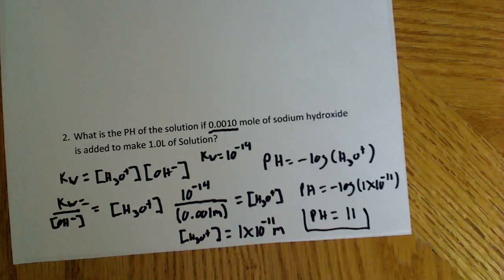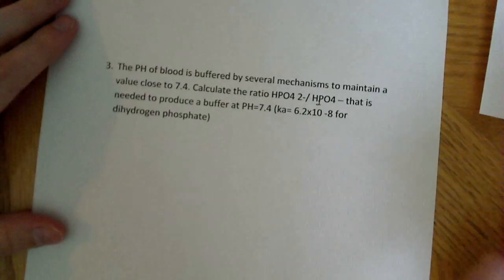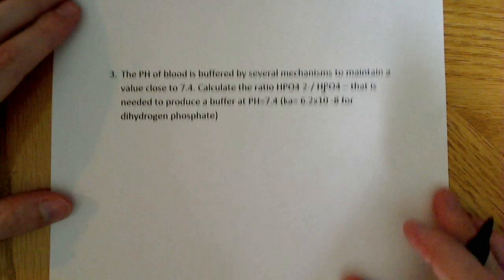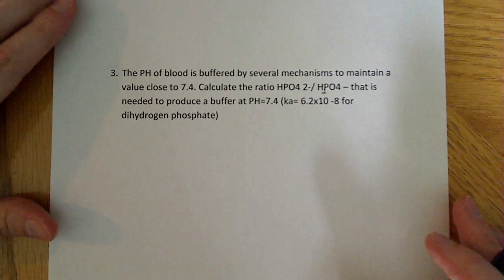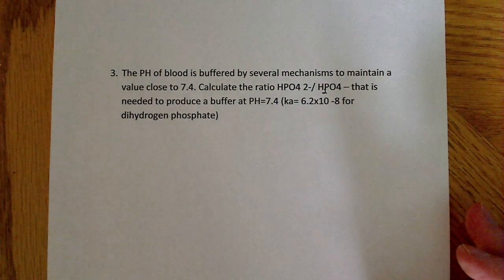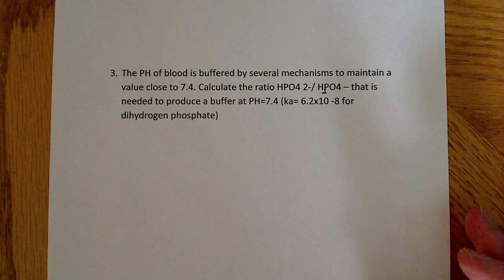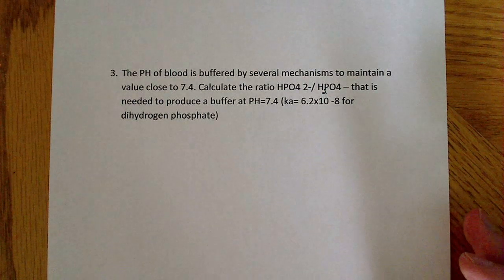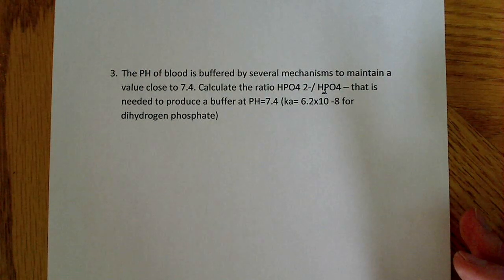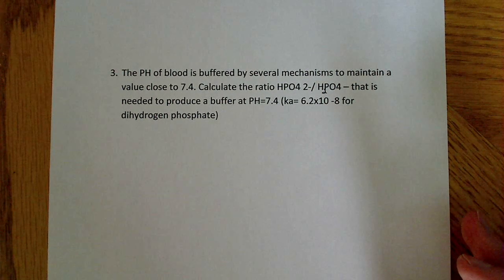Again, a fairly simple problem, similar to the first one, but maybe just a bit more difficult. The third problem says the pH of blood is buffered by several mechanisms to maintain a value close to 7.4. Calculate the ratio of HPO4 2- over H2PO4- that is needed to produce a buffer at pH 7.4.